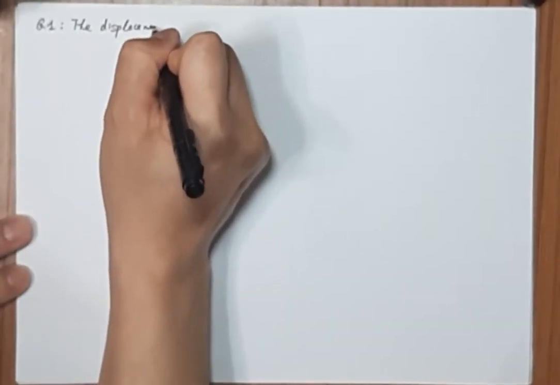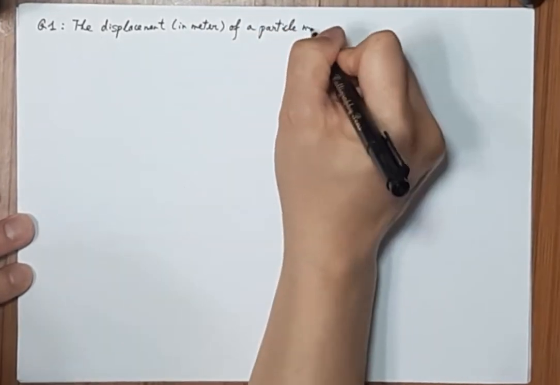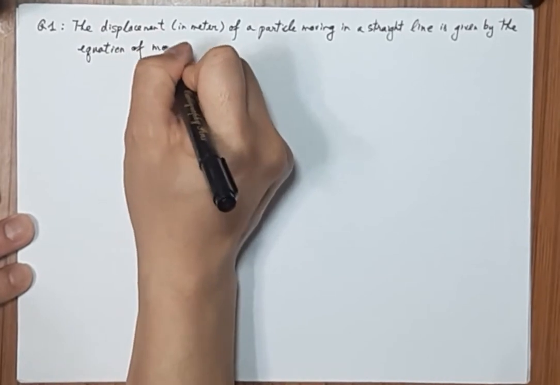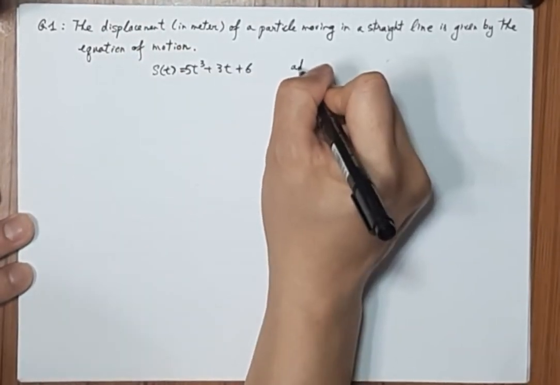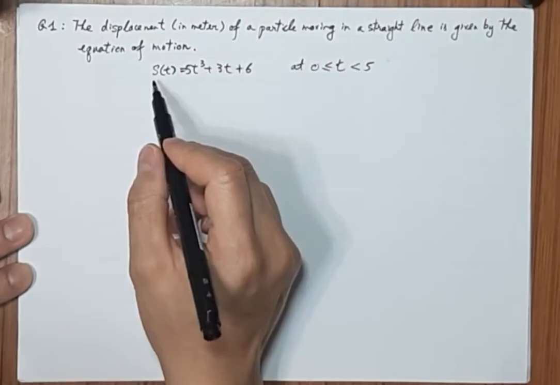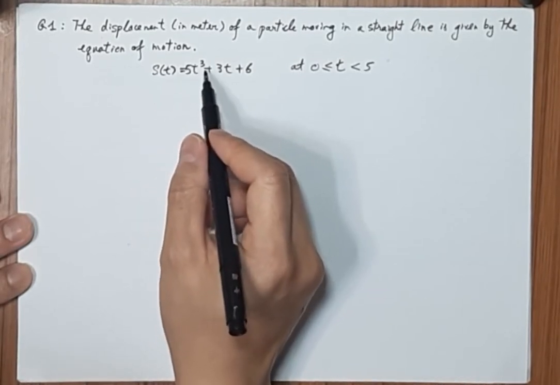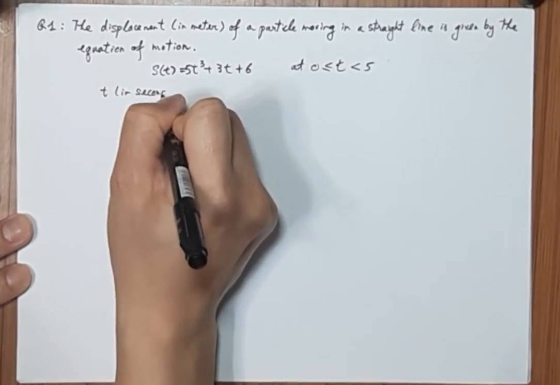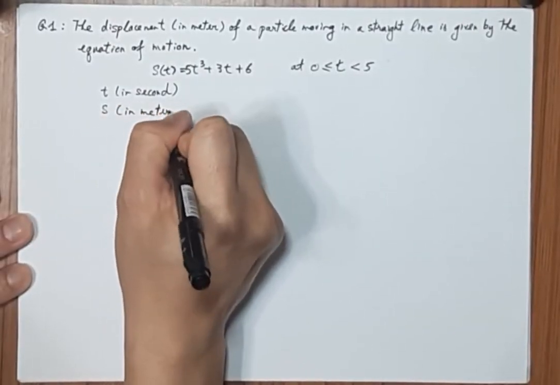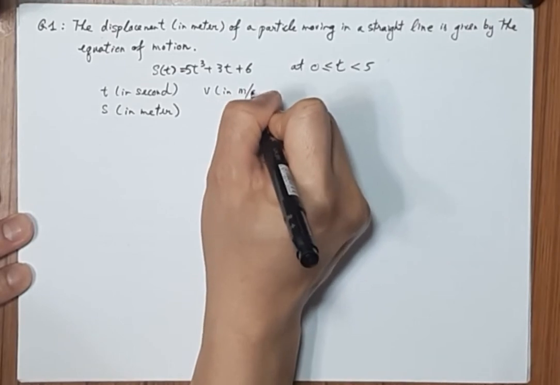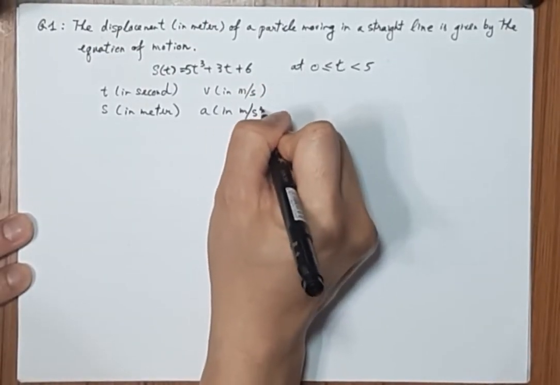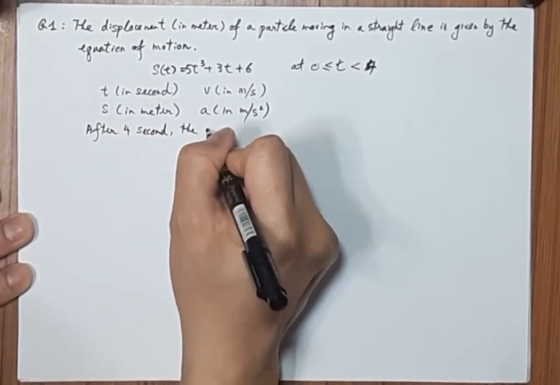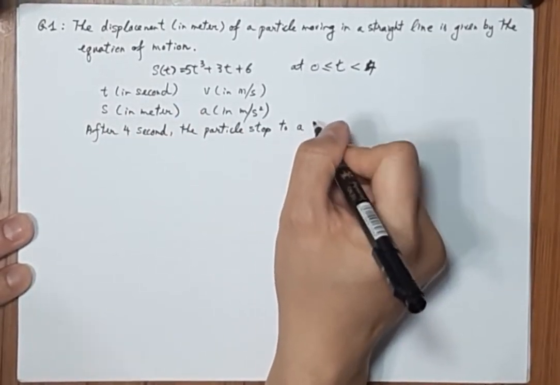Question 1. The displacement, measured in meters, of a particle moving in a straight line is given by the equation of motion s(t) for t between 0 and 4 seconds. The function s(t) is equal to 5t cubed minus 3t plus 6. T is measured in seconds, s is measured in meters, velocity is measured in meters per second, and acceleration is measured in meters per second squared. T is from 0 to 4, and after 4 seconds the particle stops accelerating because it has run out of energy.